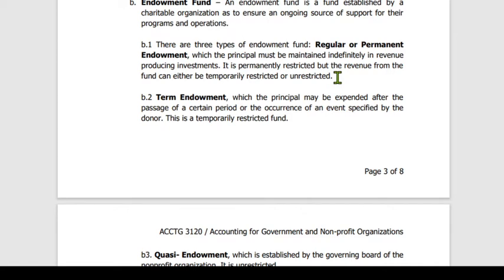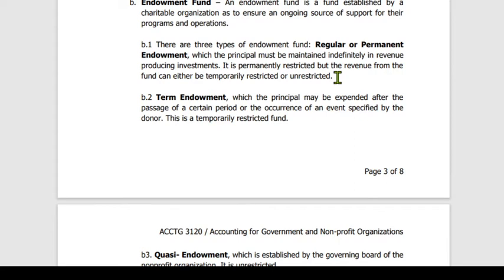So under the regular or permanent endowment fund, may yung principal donation, dahil yan ay nasa isang fund, yung donation ay nag-i-incur, nag-earn siya ng interest or pwedeng revenues. So yung revenues nun can be either temporarily restricted or unrestricted. But the principal is permanently restricted muna, indefinitely. So hindi mo pwedeng galawin yung principal under the permanent endowment fund.